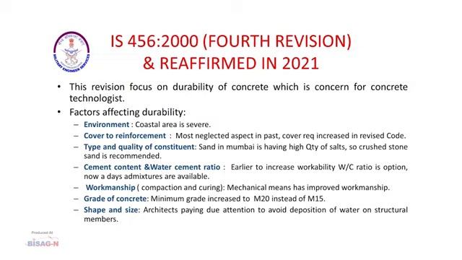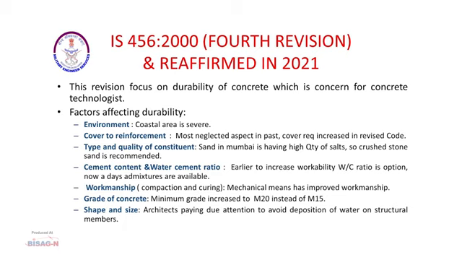IS 456. The revision of IS 456 was done in 2000 and reaffirmed in 2021. In this revision, weightage to one good quality of the concrete, that is durability, is given. This quality of concrete was earlier ignored before 2000. The various factors which were brought out by IS 456 2000 which affect the durability are environment. If the environment has chlorine content like in coastal areas, it is categorized as severe.